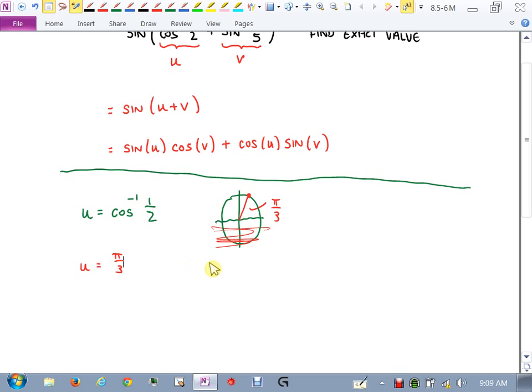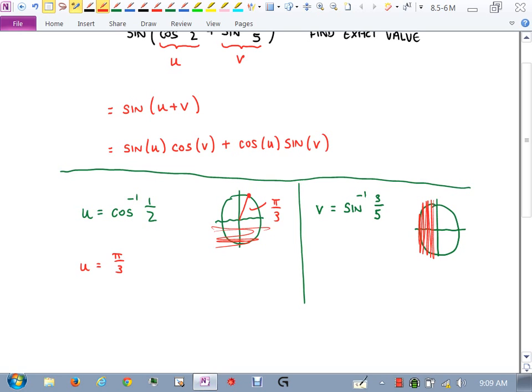How about we work on the other angle? Okay, the other angle was what? V must be sine inverse of 3/5. Now I'm going to draw a circle again. I'm going to restrict my domain. This time I restrict my domain to the first and fourth quadrant, right?